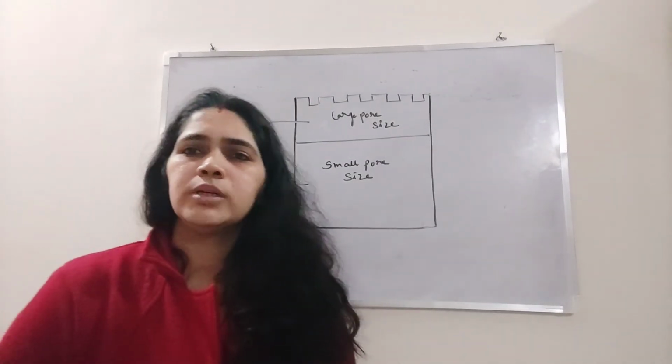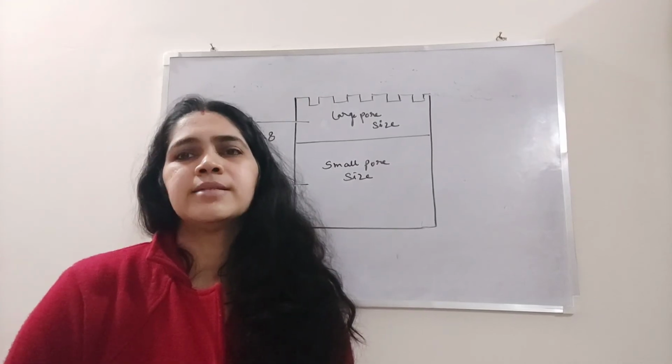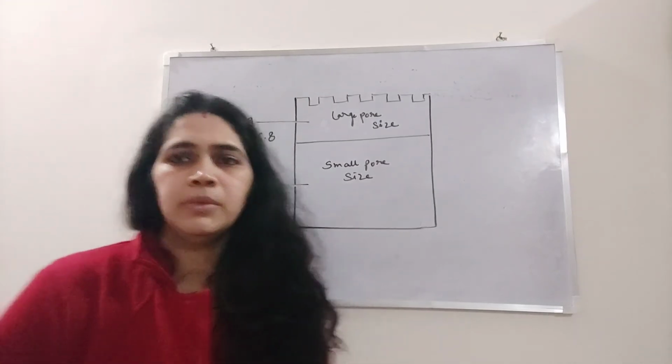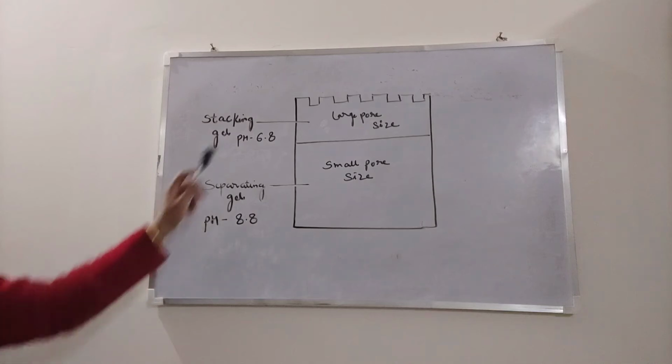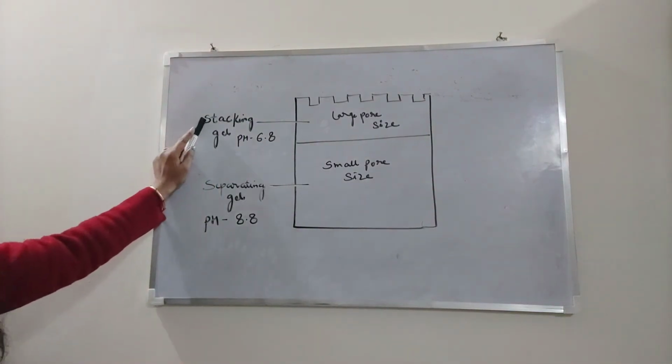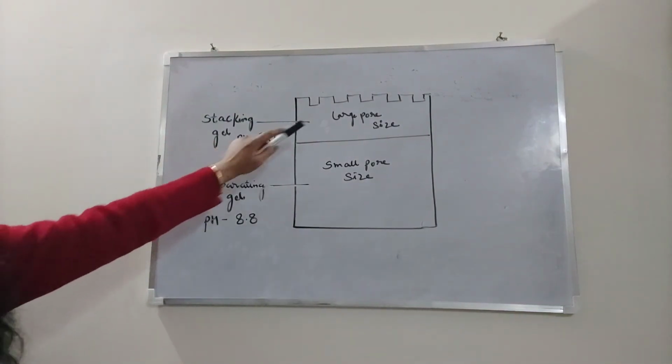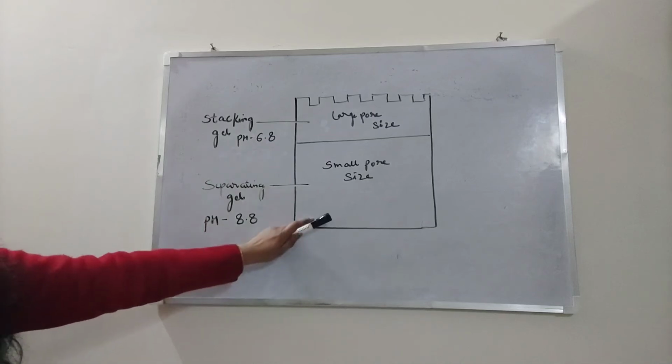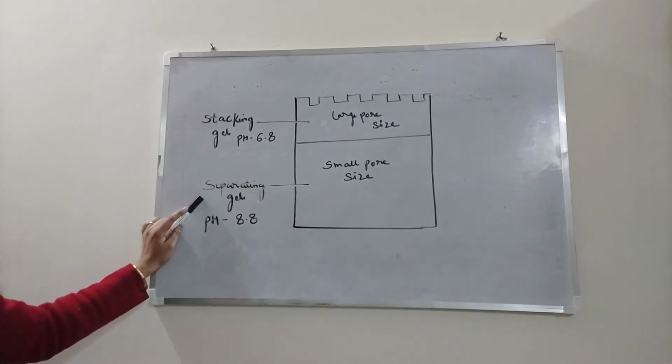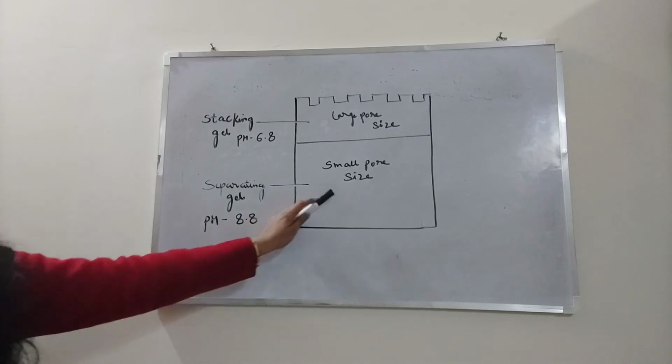Now let us try to understand the stacking and separating gel with the help of this diagram. In this diagram, you can see the upper portion represents the stacking gel with a pH of 6.8 and large pore size, whereas the lower portion represents the separating gel with a pH of 8.8 and small pore size.